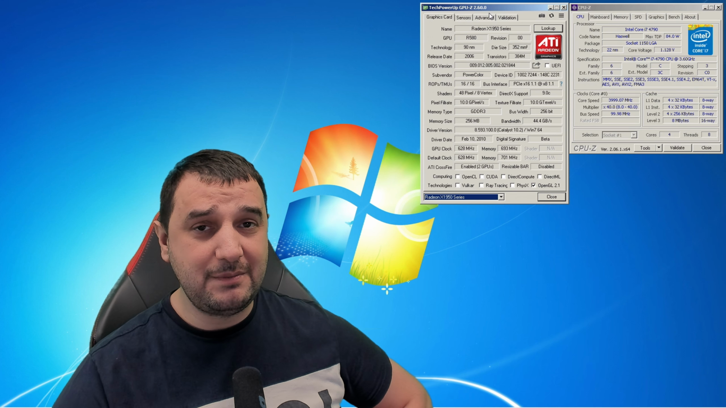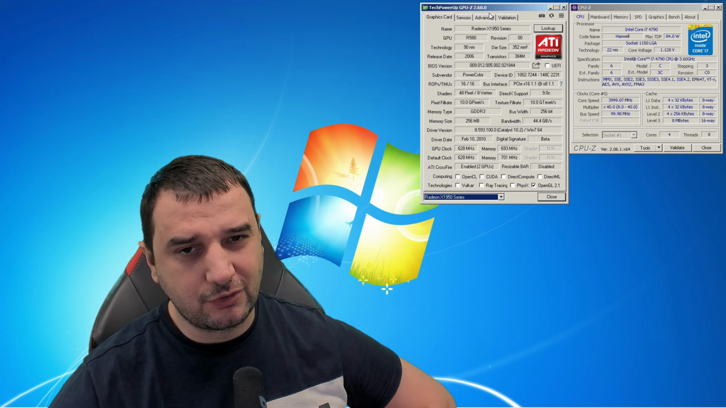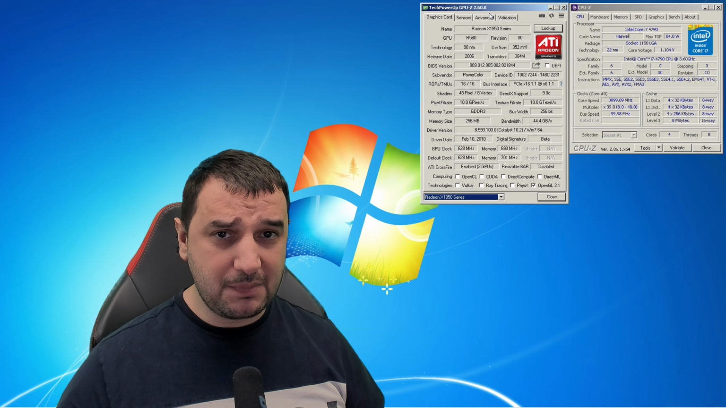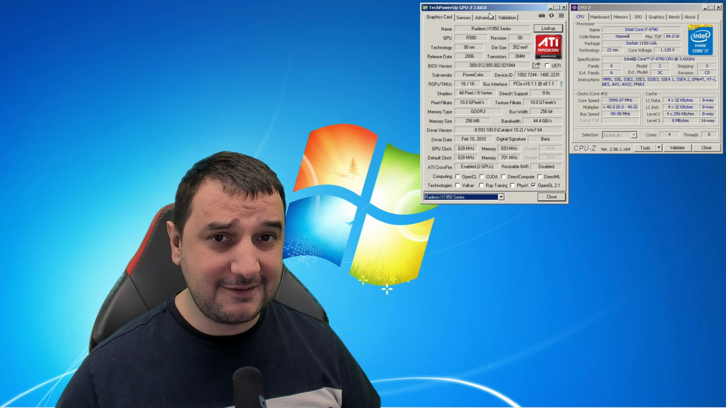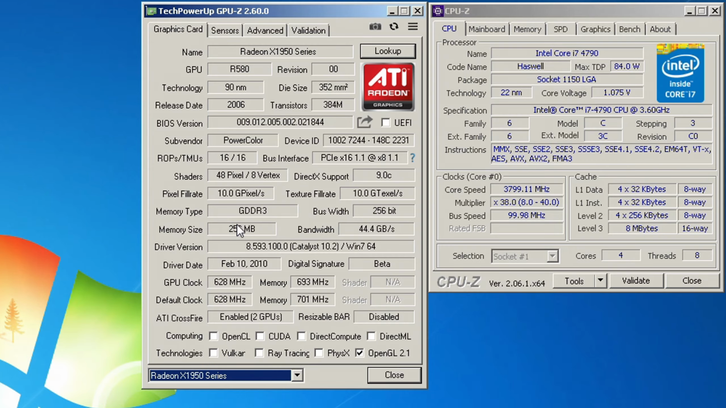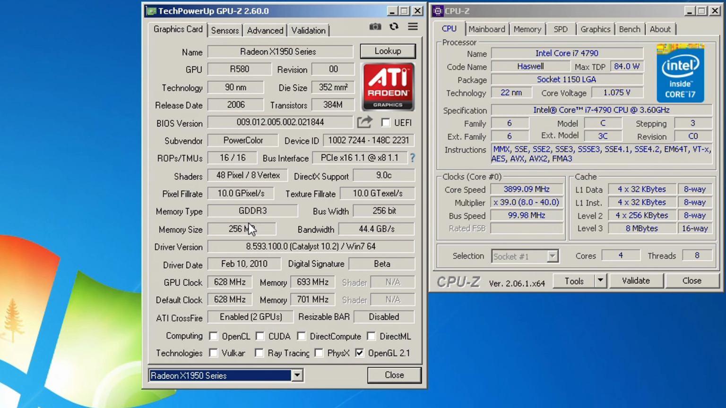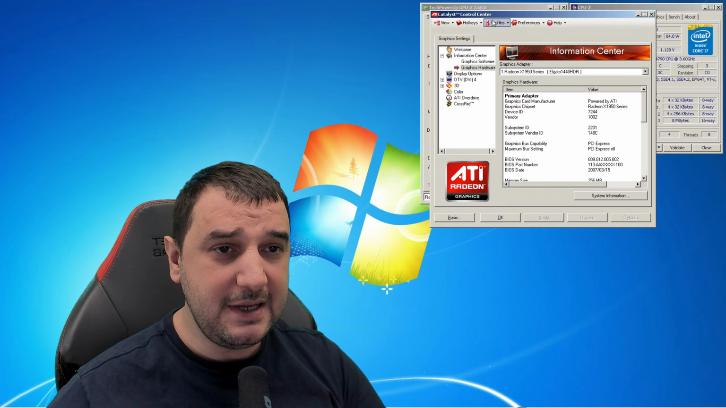Today I have two of them in Crossfire, but the Crossfire is totally different and I want to show you how they are performing. Let me show you a couple of settings because it's very weird today. First off, it's enabled two GPUs. This is very important. This is a 256 megabyte VRAM video card, GDDR3. The second one is 500 megabytes of VRAM.